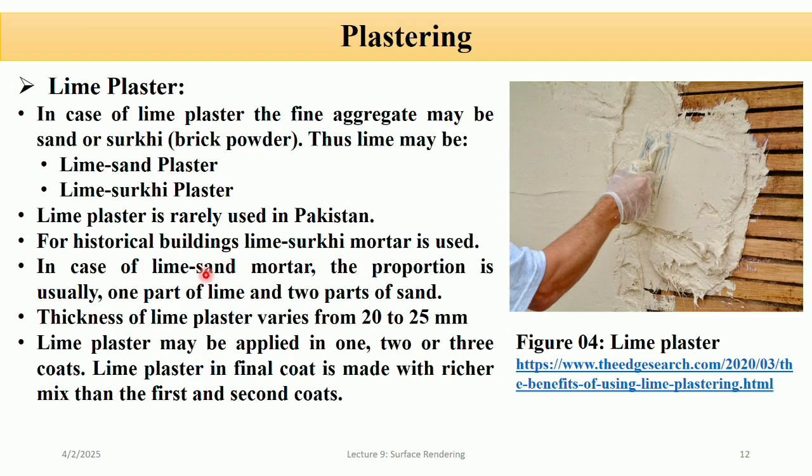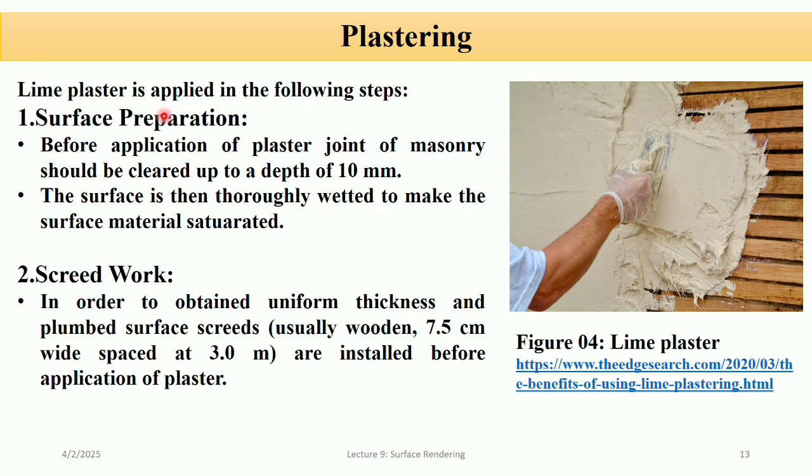In case of a lime sand mortar, the proportion is usually 1 part of lime and 2 parts of sand, and the thickness of the lime plaster varies from 20 to 25 mm. It can be applied in 1, 2 or 3 coats, and the final coat is made with a richer mix than the first and second coats. So lime plaster is applied in the following steps. The first 2 steps are the same as we discussed in the cement plaster.